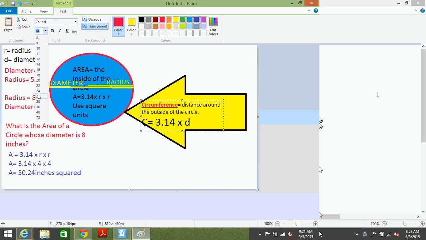I'm going to blow that up a little bit inside of my arrow. C equals 3.14 times diameter. Or I can use a different formula if they give me the radius, right? C equals 2 pi r. I just like to remember 3.14 times D. That's what I remember. Just one simple formula.